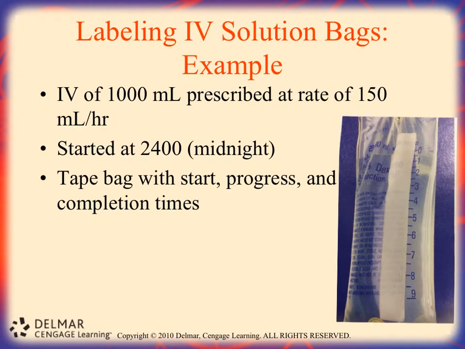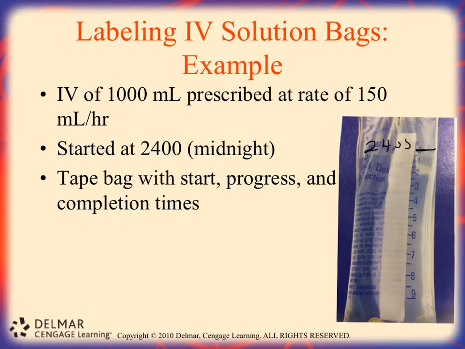All right, so here we have another example, and I've put a picture onto the slide here. If you've got an IV of 1,000 milliliters running at a rate of 150 milliliters per hour, and it started at midnight or 2400, you're going to tape the bag with start, progress, and completion times. That's the example that I showed you before. So right here at 0, we would mark this 2400.